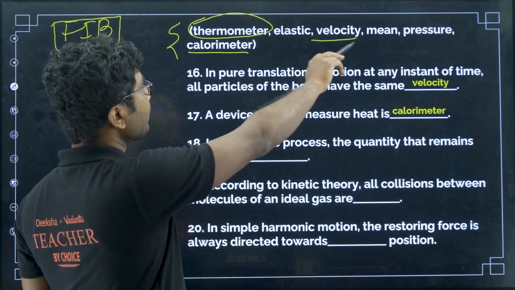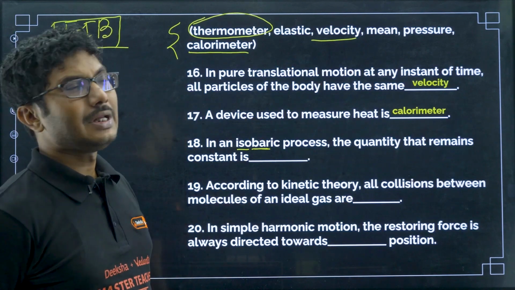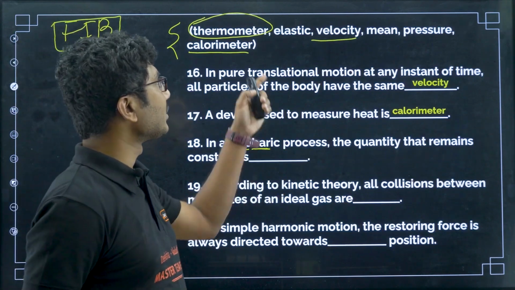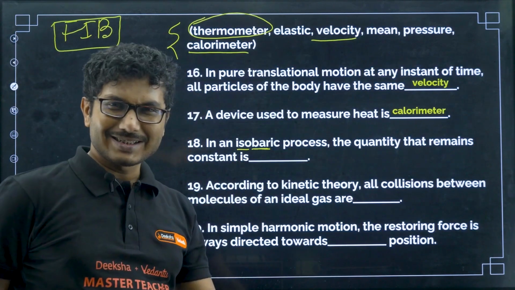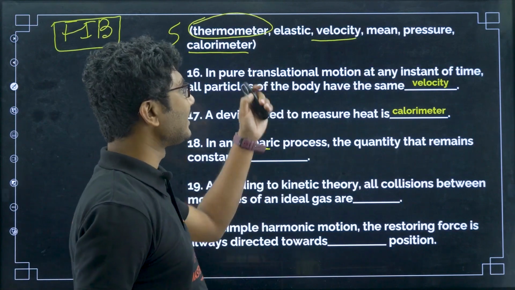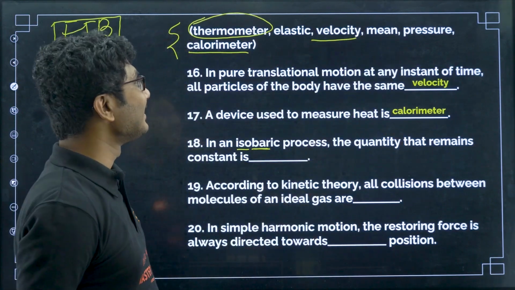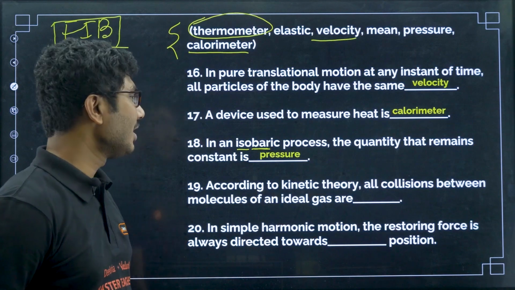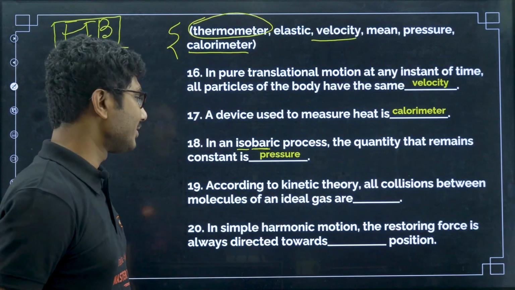If you see the options also, no other option can be given in this case. In an isobaric process, can you say elastic is constant? No. This is related to thermodynamics, and nothing in the options is related to thermodynamics other than pressure. So definitely pressure is the answer.